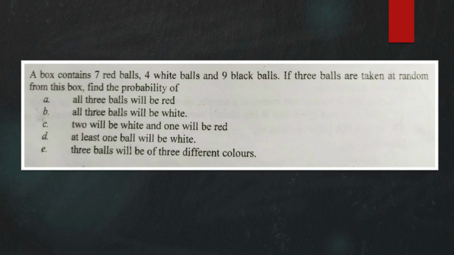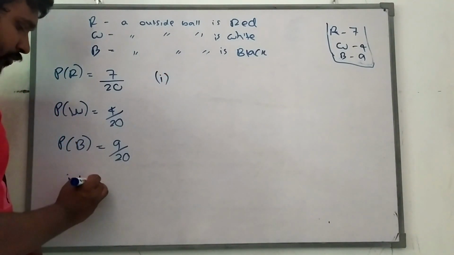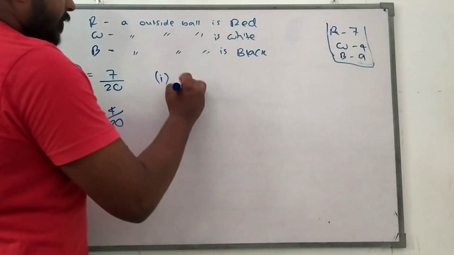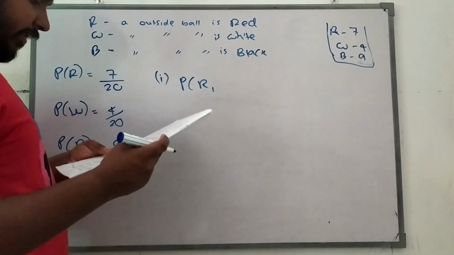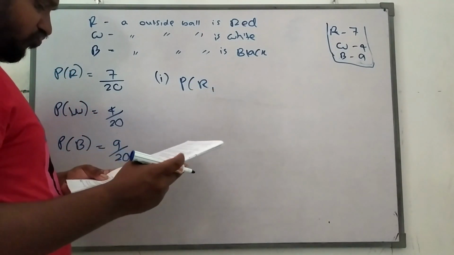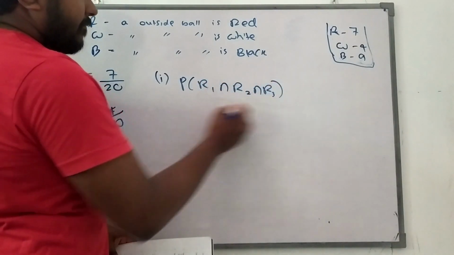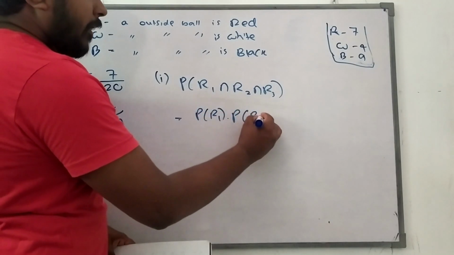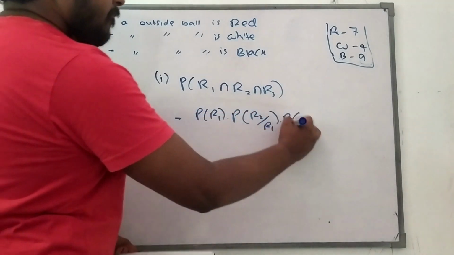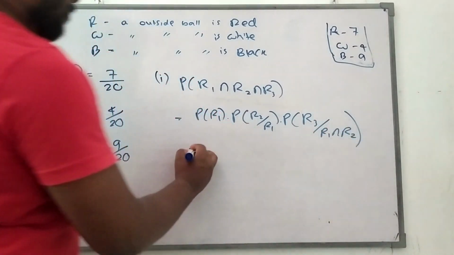All 3 balls will be red. So i equals 1, 2, 3 likewise, right? All 3 balls will be red: R1 intersection R2 intersection R3. Right, so P(R1), P(R2 given R1), P(R3 given R1 intersection R2).